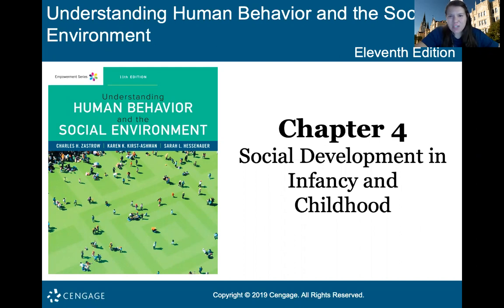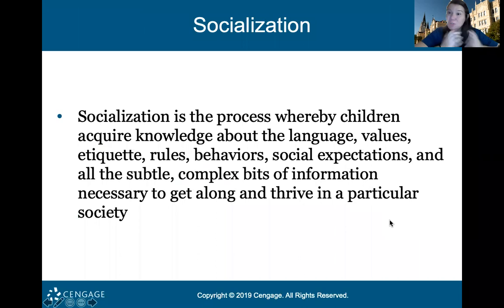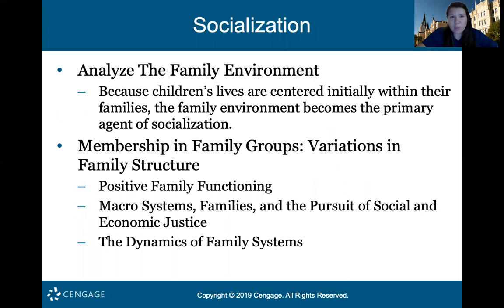Today we're going to be talking about Chapter 4, Social Development in Infancy and Childhood. So, socialization. What is socialization? This is when children really learn about their environment through language. They learn about values that families hold. They learn about rules, written and unwritten rules, behaviors, social expectations, lots of these different, very subtle but complex pieces of information that they need in order to thrive in society. So that's what we're going to be talking about this week.